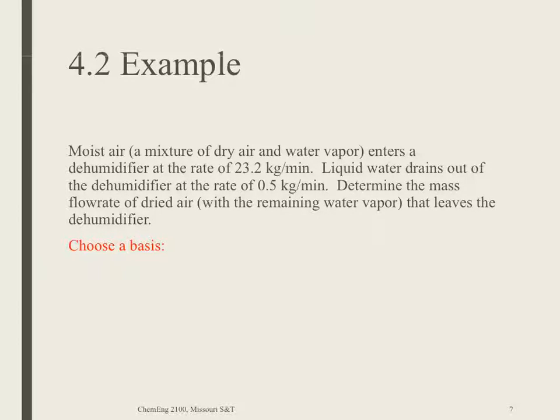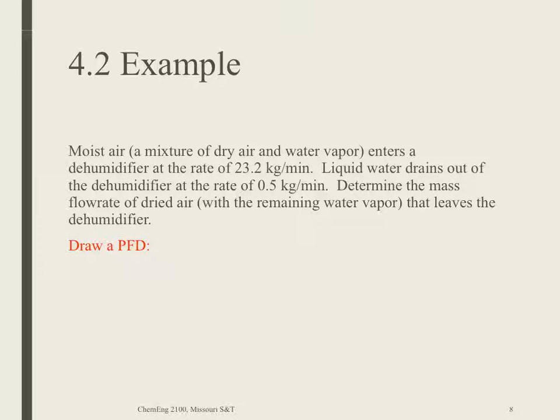So step one is to choose a basis. In this case, they've given us a couple of flow rates. It is usually much easier if you work with the feed. 23.2 kilograms per minute in the feed is a very convenient basis. Now, recognize that this is totally arbitrary. I could have chosen the 0.5 kilograms per minute of water out. I also could have done something crazy like 100 kilograms being fed in. If a flow rate is given, that is probably your best choice.